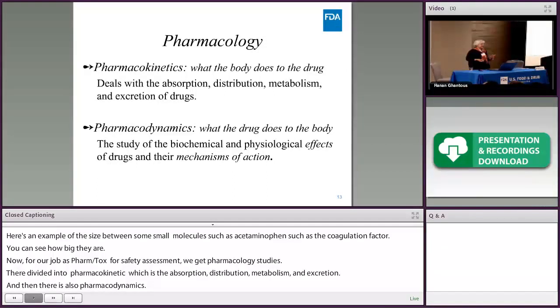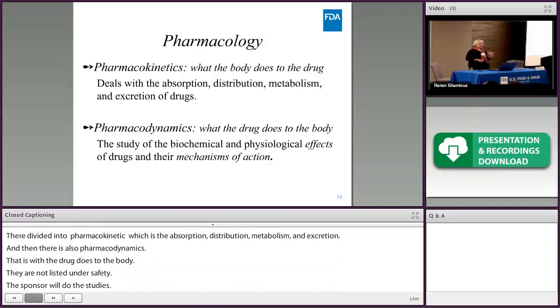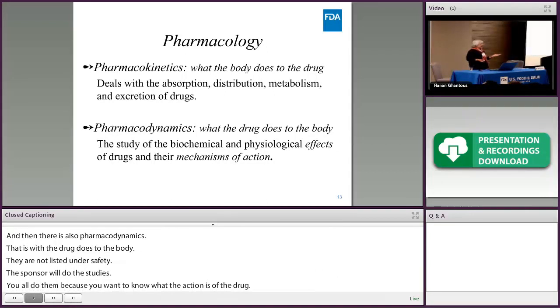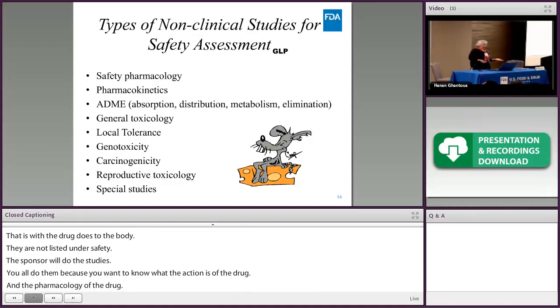The sponsors do these studies. You all do them because you want to know the mechanism of action of the drug, the pharmacology of the drug, and you submit them to us. We review them, of course, because that helps us understand the toxicology of the drug when we know the pharmacology of the drug. These are the studies that have to be done for safety.